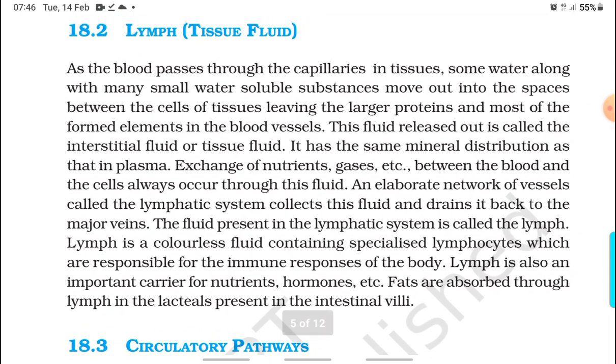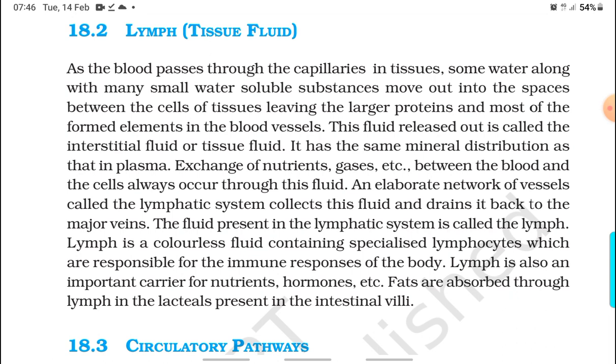Lymph or tissue fluid. As the blood passes through the capillaries in tissues, some water along with many small water soluble substances moves out into the spaces between the cells of tissues, leaving the larger proteins and most of the formed elements in the blood vessels. This fluid released out is called the interstitial fluid or tissue fluid. It has the same mineral distribution as that in the plasma. Exchange of nutrients, gases, etc. between the blood and the cell always occurs through this fluid.